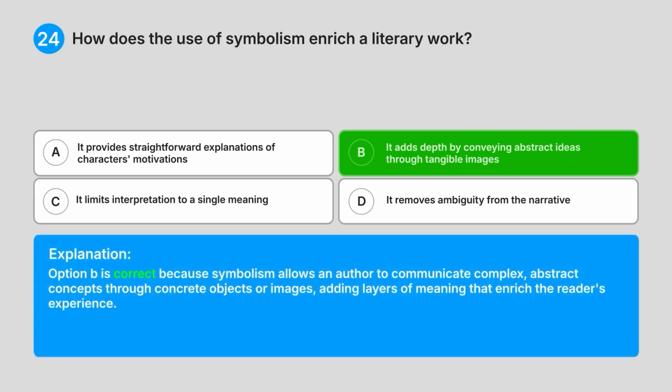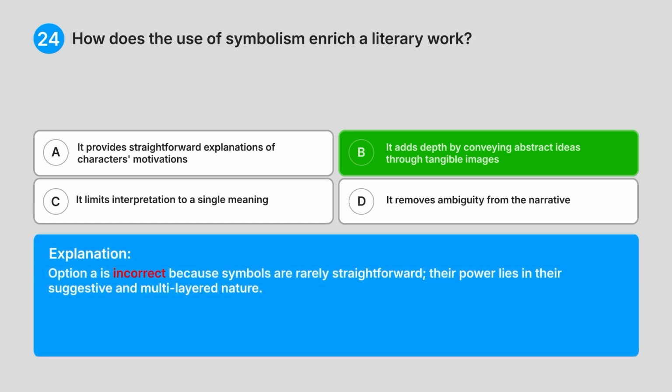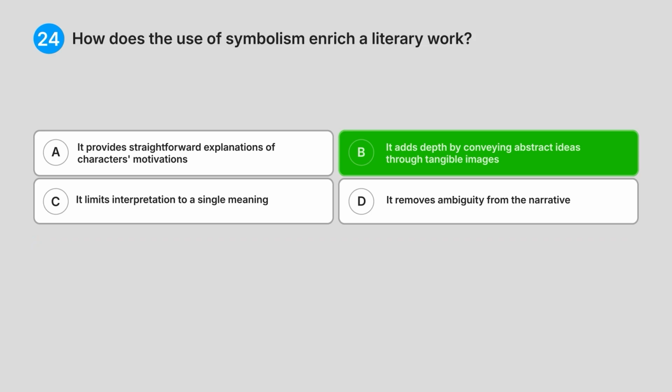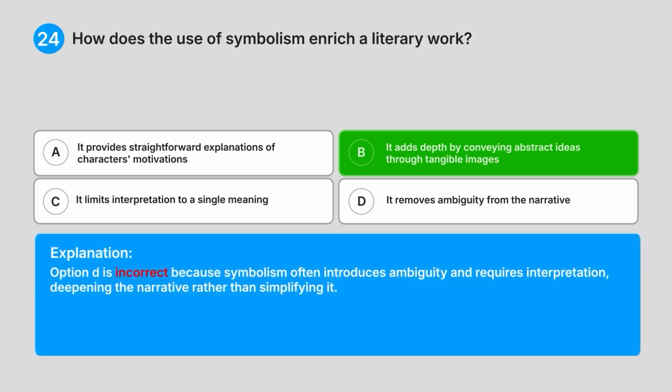Explanation. Option B is correct because symbolism allows an author to communicate complex, abstract concepts through concrete objects or images, adding layers of meaning that enrich the reader's experience. Option A is incorrect because symbols are rarely straightforward. Their power lies in their suggestive and multi-layered nature. Option C is incorrect because a strong symbol often invites multiple interpretations, adding to the richness of the text rather than limiting it. Option D is incorrect because symbolism often introduces ambiguity and requires interpretation, deepening the narrative rather than simplifying it.